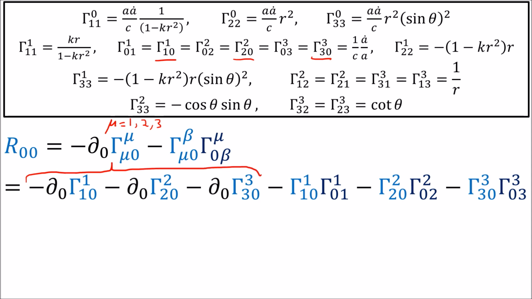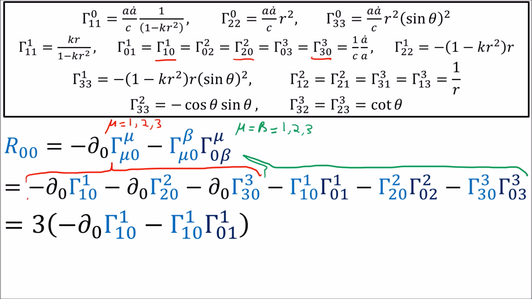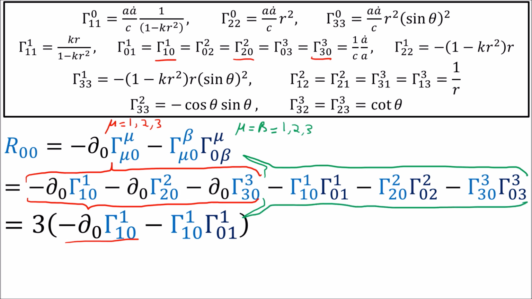For the second terms, there are only a small number of coefficients with 0 as the lower index. So this expands to a set of 3 terms, where we set both mu and beta to either equal 1, 2, or 3. Now, note that these are actually the same term repeated 3 times, and these are also the same term repeated 3 times. So I'll just write the terms once and put a multiplying factor of 3 out in front.